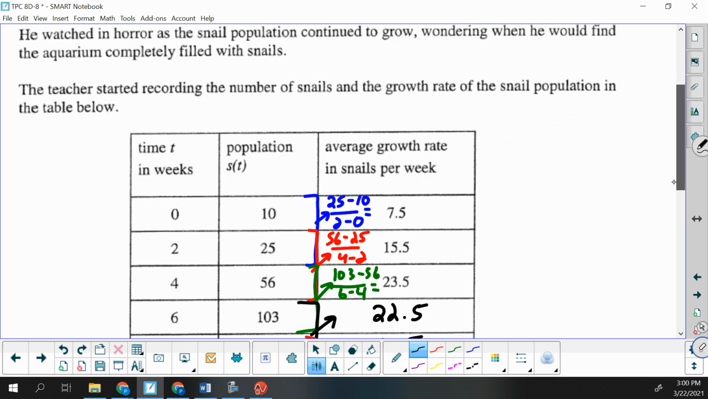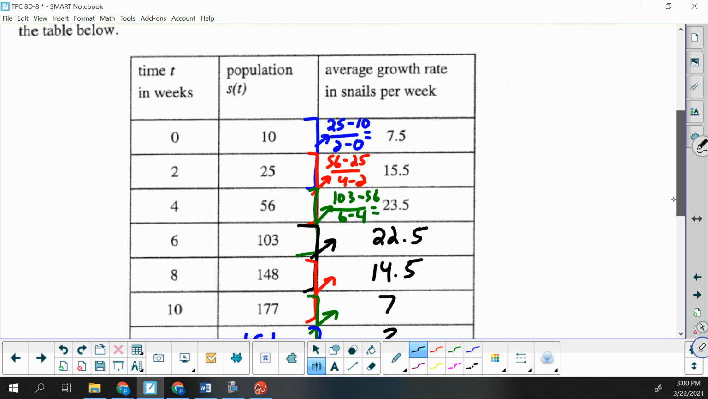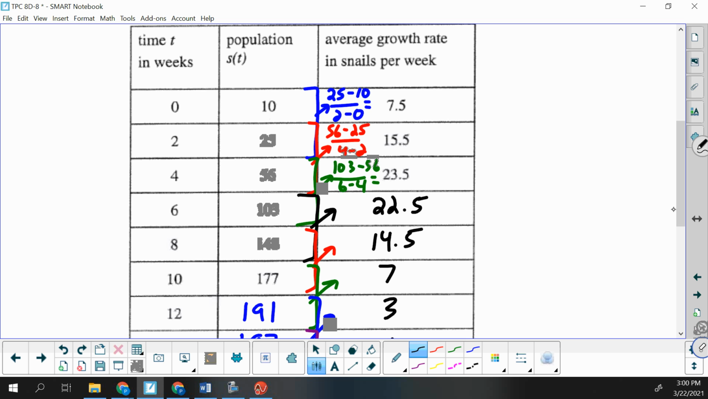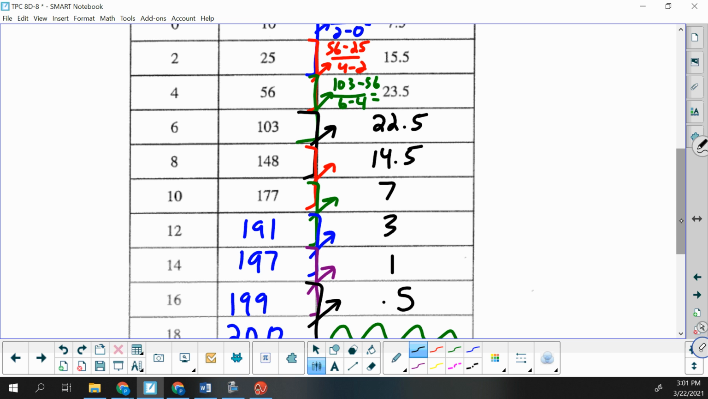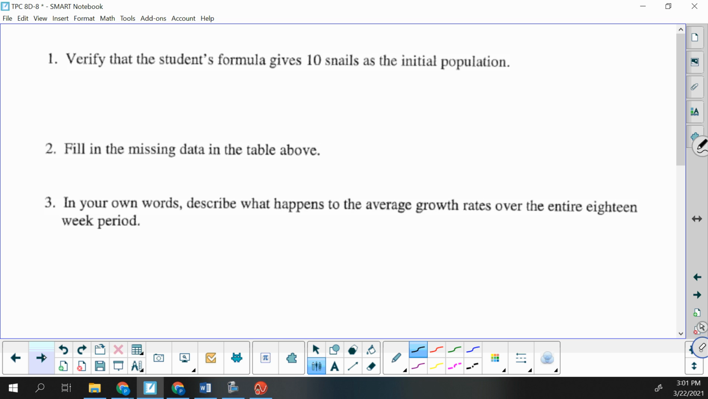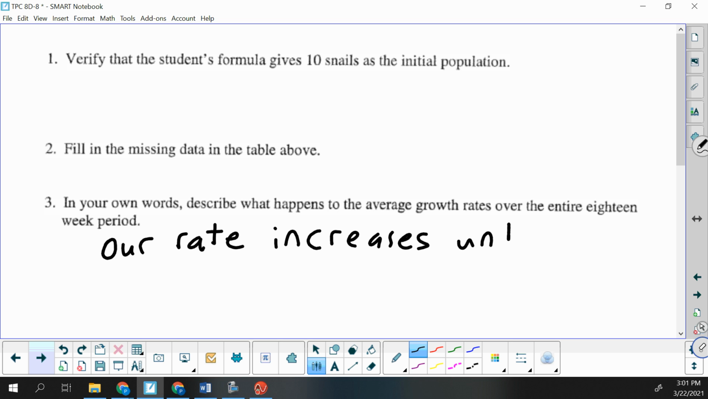So if we look here, the growth rate increases until week 4, because we're going 7.5, 15.5, 23.5, and then the rate decreases after that. Remember, that's our slope. So our slope is increasing till week 4, and then it decreases after that. So we would say our rate increases until week 4, then decreases after that.